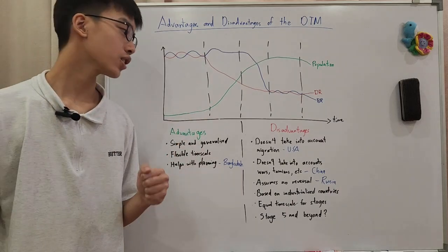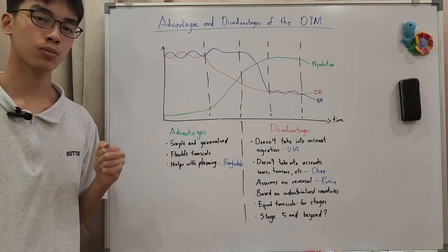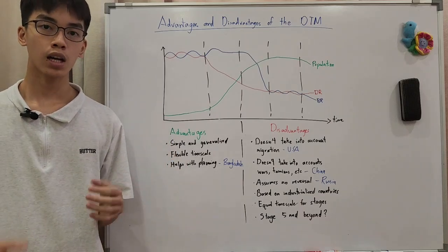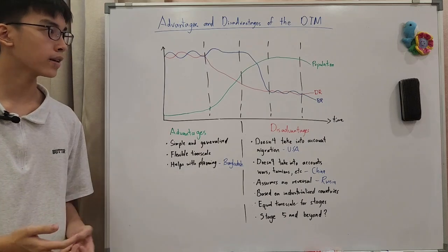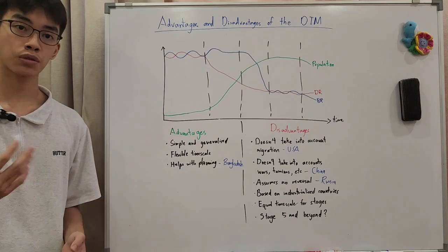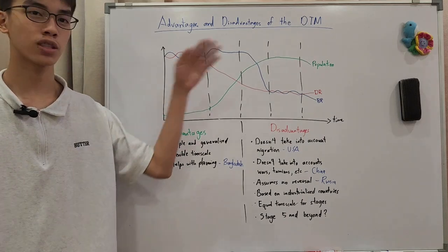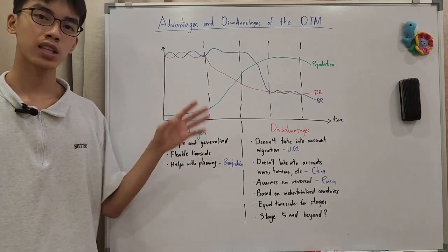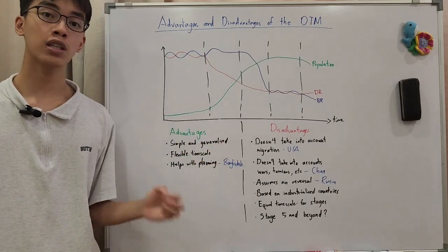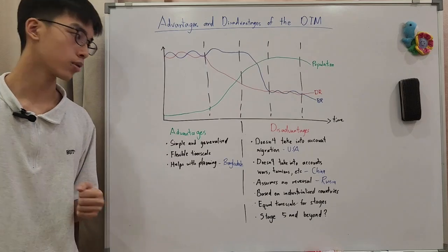But the disadvantage is that it doesn't account for migration. So the USA, a large proportion of its population comes from migration, and its birth rate is also declining, but yet its population is relatively constant and sometimes increasing. So the DTM doesn't take into account migration, even though it is a large determinant of your population.